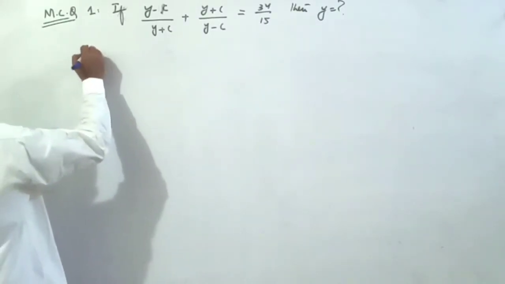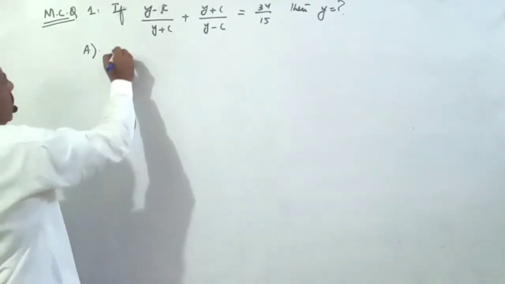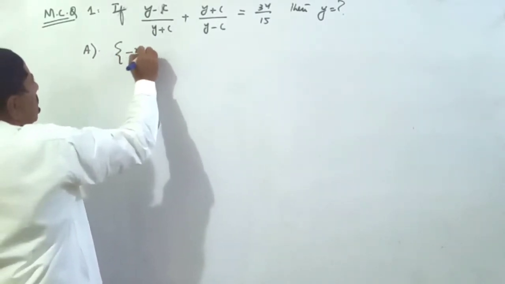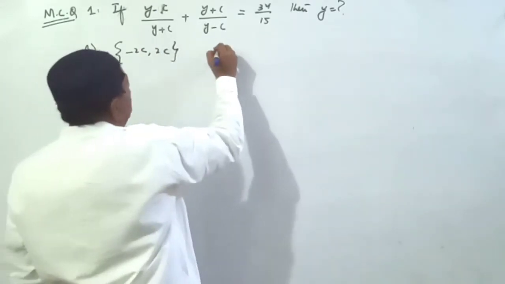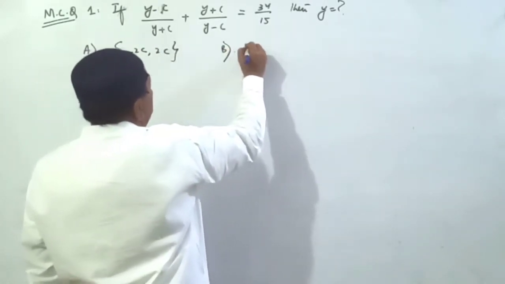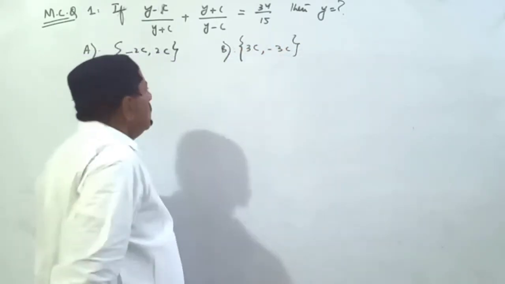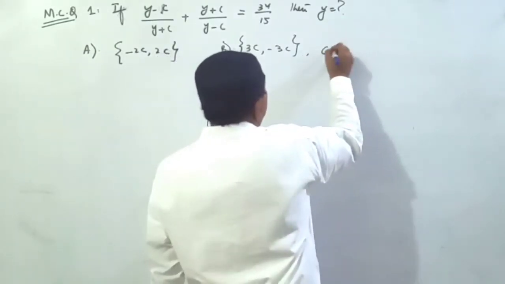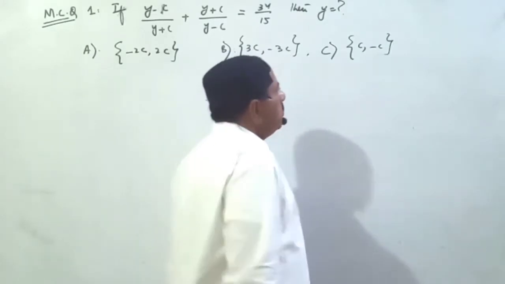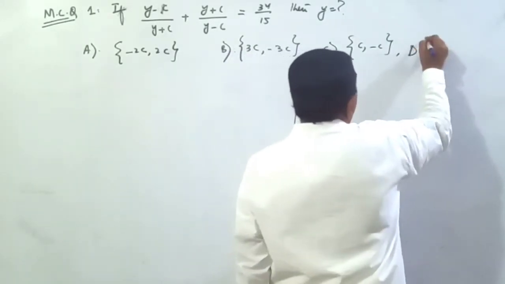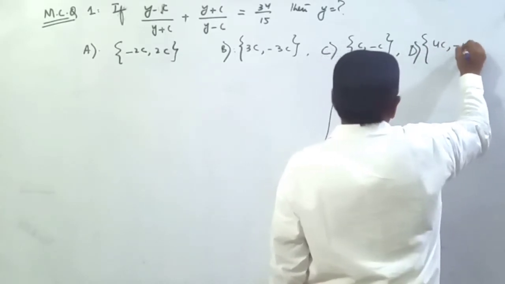A is the option. It is minus 2c comma 2c. B is the option 3c comma minus 3c. C is the option c comma minus c, and D is the option 4c comma minus 4c.